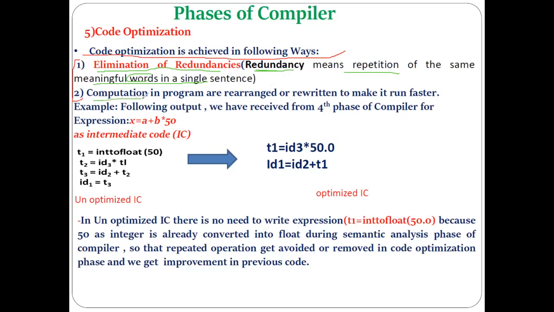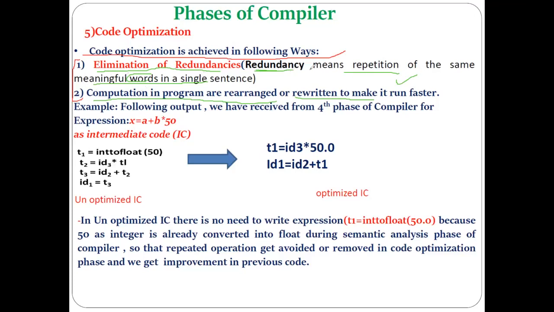The second important way is that computations in a program are rearranged or rewritten to make it run faster. We can rearrange the code or make some modification in the code in such a way that the program will run faster without affecting the final output of the program. So these are the two important ways code optimization can be achieved.